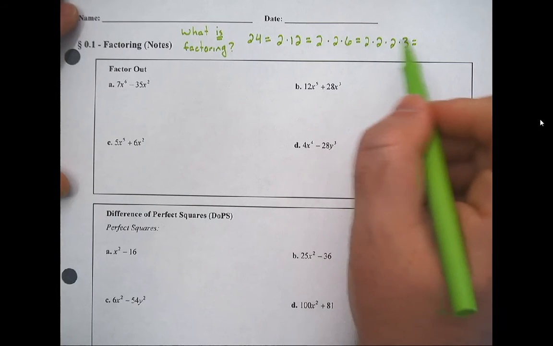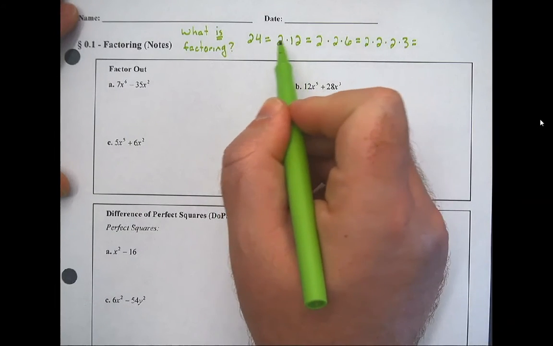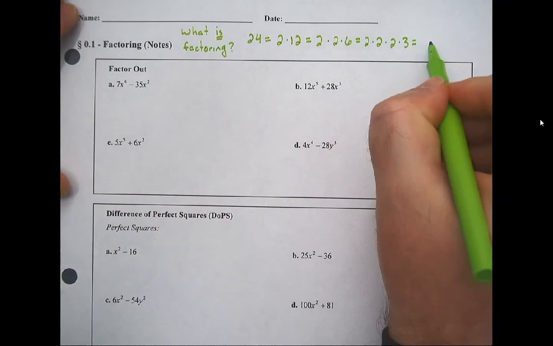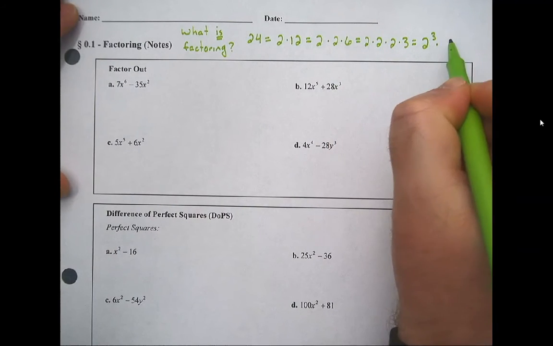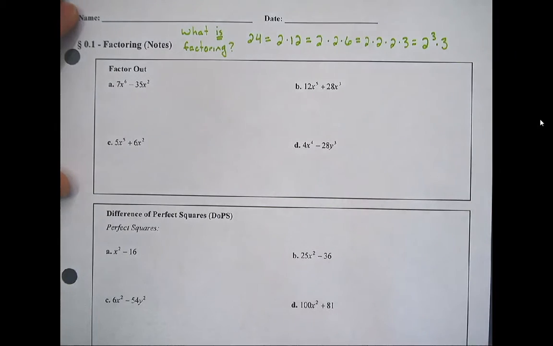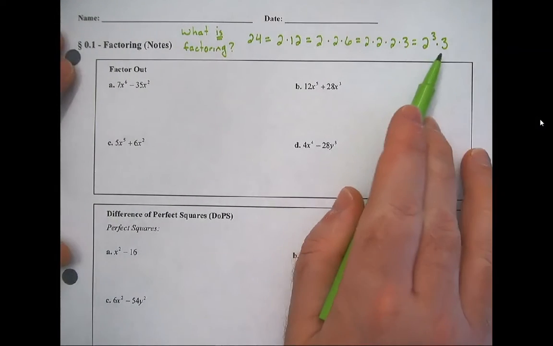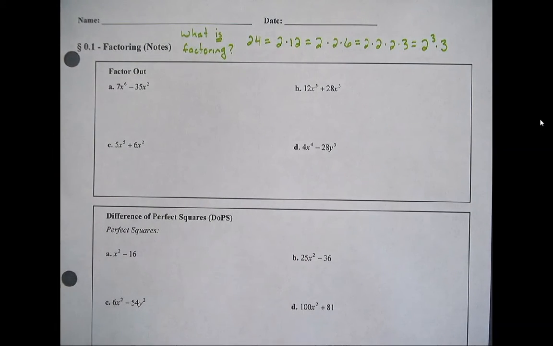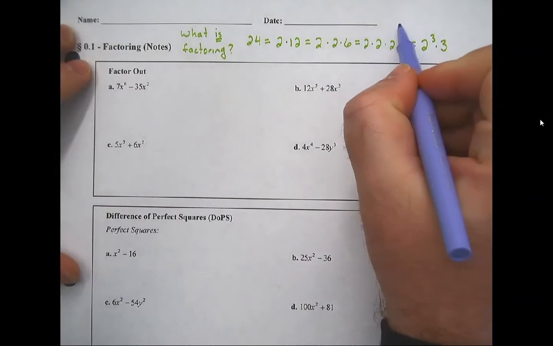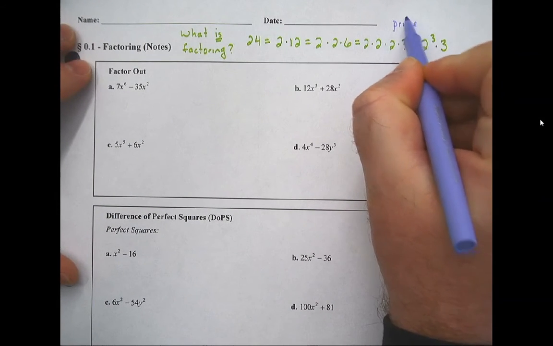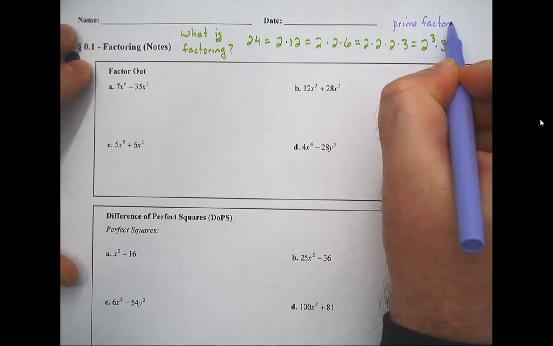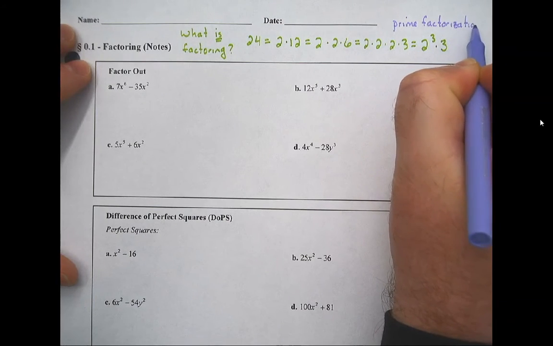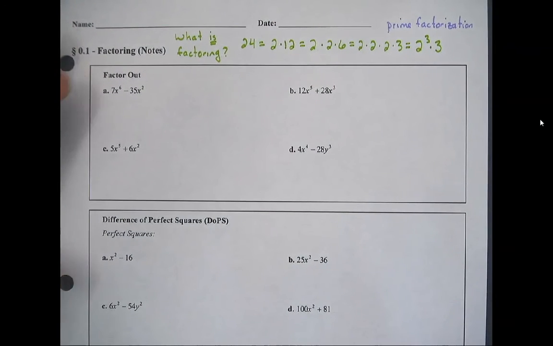No matter if you pick, let's say you did 3 and 4 first, what's interesting is that no matter how you decide to break down a number, you'll always end up with the same prime factorization at the end. And that's what's interesting about factoring. So it doesn't really matter. As soon as you can find a factor, you're good to go. I'll write a little note there. This is called the prime factorization. That means we factor it as far as we possibly can. We break it down as far as we possibly can.